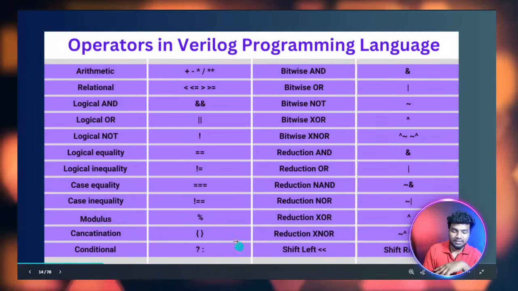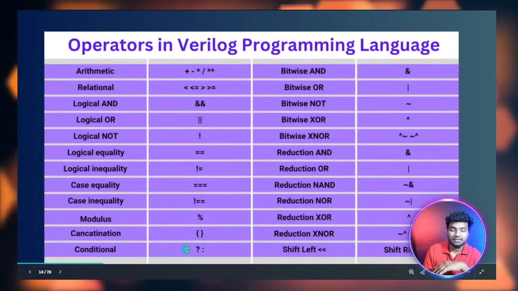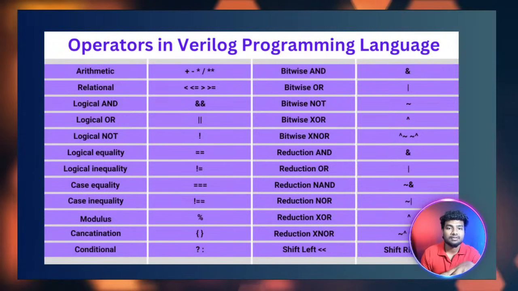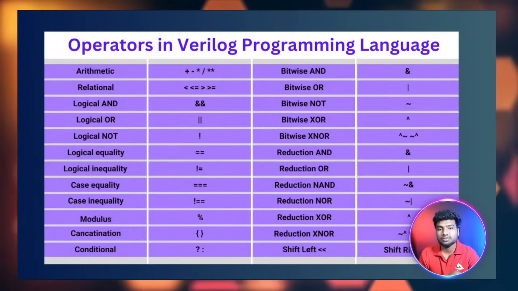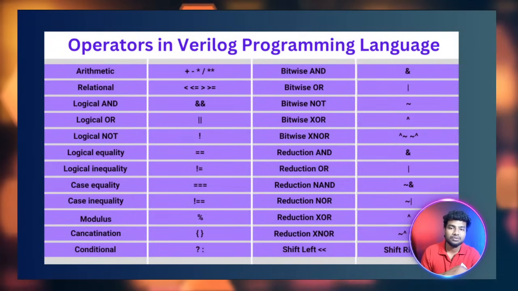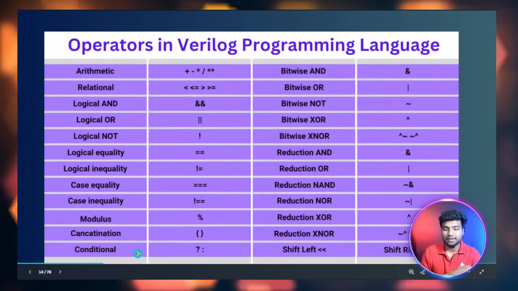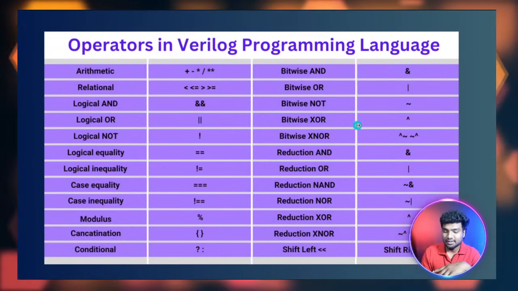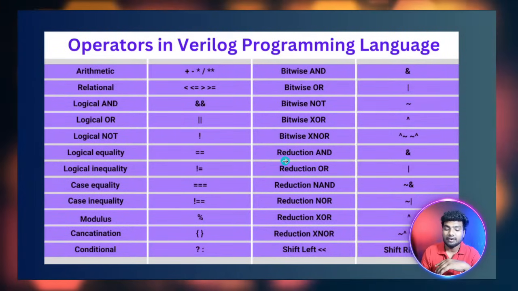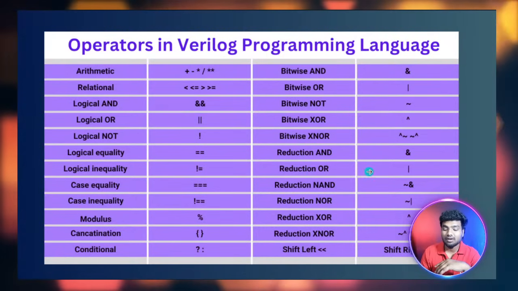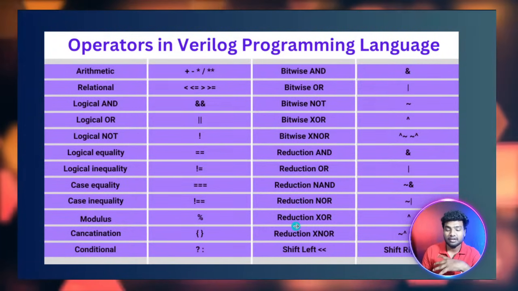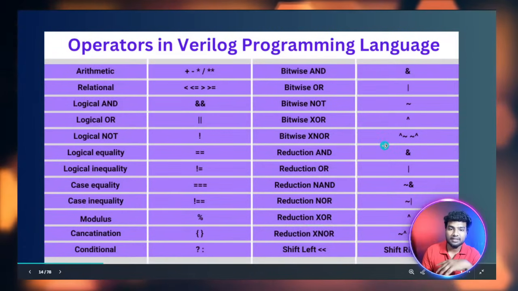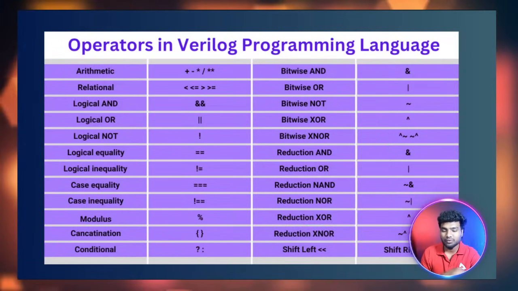Okay, and then this is the concatenation operator, and this is the conditional operator. Yesterday we also saw the ternary operator. If it is true, it will choose this, if it is not true, it will choose the other one. So all this comes under conditional operators. And then bitwise OR, bitwise NOT, bitwise XOR, bitwise XNOR, reduction AND, reduction OR, reduction NAND, reduction NOR, reduction XOR, reduction XNOR, left shift, right shift. Reduction is nothing but it will do something, I will show you one by one.